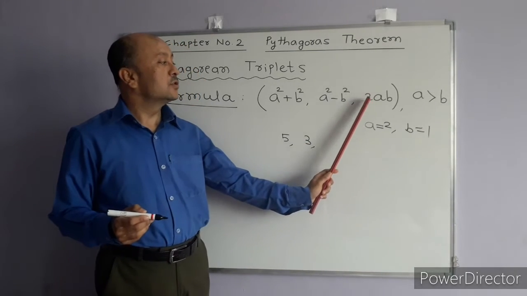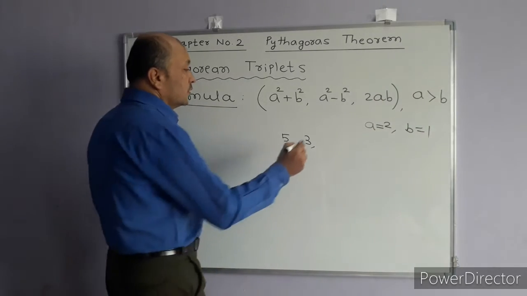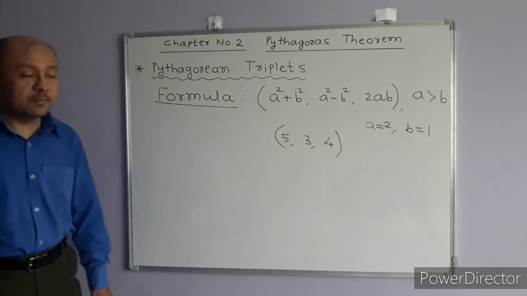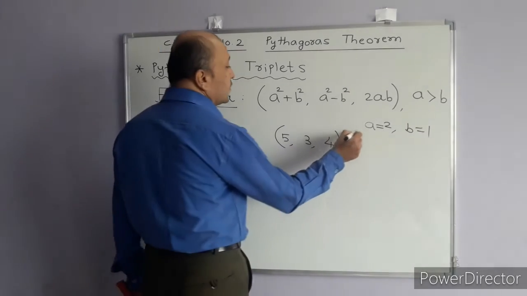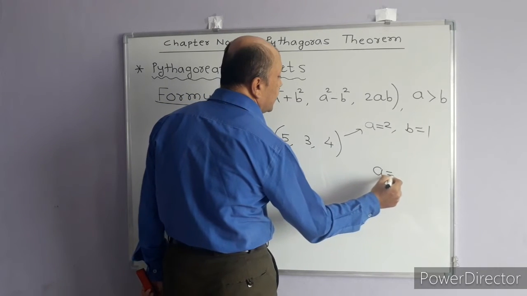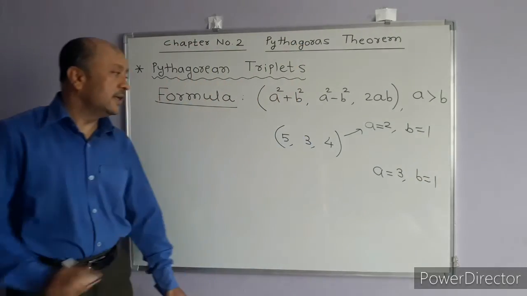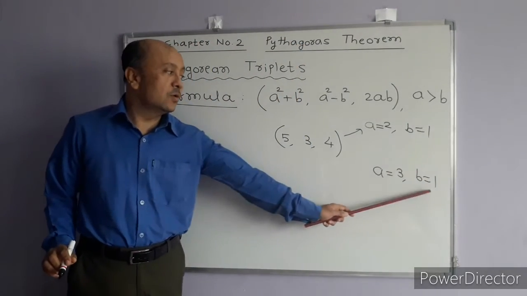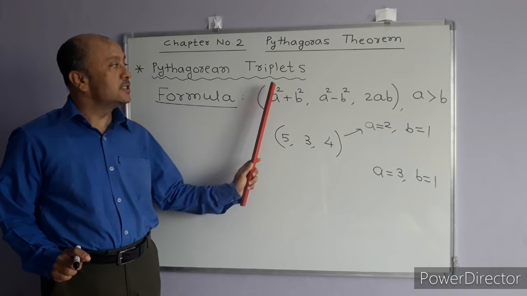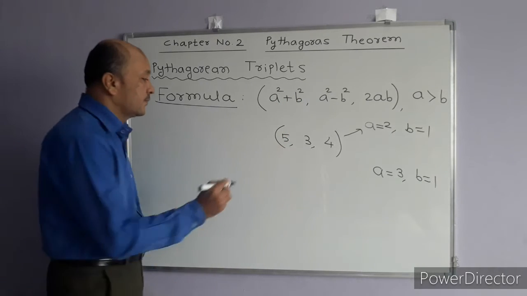Then 2ab. So 2 multiplied by 2 is 4 and 4 multiplied by 1 is 4. So just check, it is a Pythagorean triplet. Okay. So for this we got these values. The next, suppose you have taken a equal to 3 and b equal to 1, what will we get? Just check. a equal to 3 and b equal to 1. So put a equal to 3. What will we get? 3 square. 3 square is 9 and 1 square is 1. So 9 plus 1 is 10.